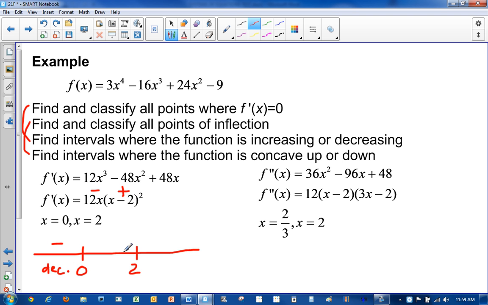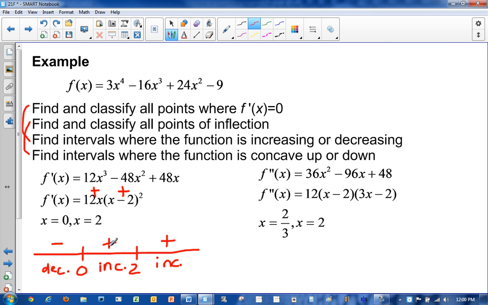Then if I move between 0 and 2, try a number like 1, 12 times 1 will be positive, and this whole squared thing will still be positive, so positive. Meaning that the original function is increasing. Alright. Then I look at points that are greater than x equals 2. So let's try 3. 12 times 3 will still be positive, and 3 minus 2 squared will still be positive, so this is still positive. The original function is still increasing.